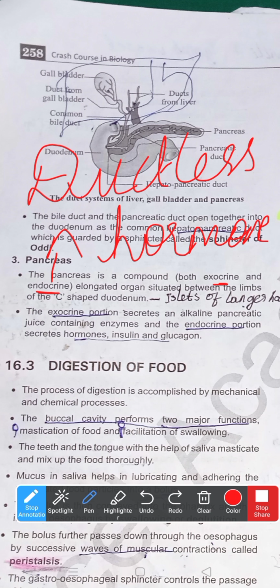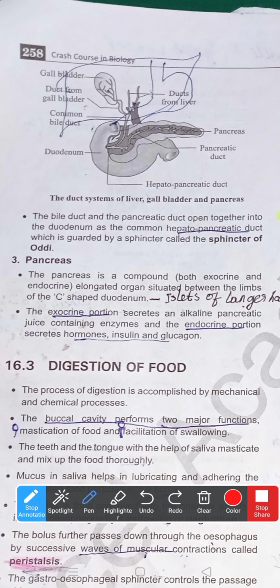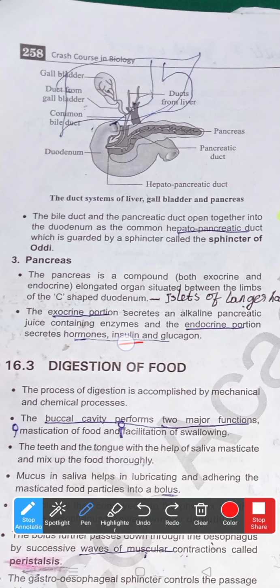The exocrine gland is a gland which has a duct. What is its secretion called? The secretion of the pancreas is called pancreatic juice. It is alkaline in nature, and it also consists of enzymes. The endocrine portion secretes the hormones called insulin and glucagon. Insulin is a very important hormone for the metabolism of carbohydrates. The deficiency of the insulin hormone can cause diabetes mellitus.